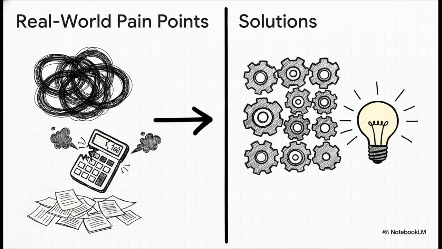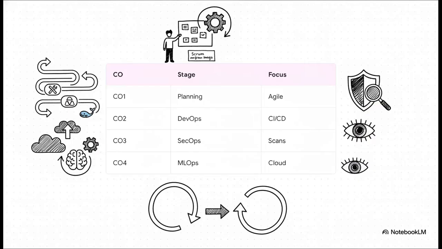Course Outcome 1, or CO1, steps in right here. It takes these ad hoc, everyday struggles and introduces disciplined software engineering foundations to convert that mess into a structured, working system. And this brilliantly illustrates how the academic framework locks perfectly into the real world.